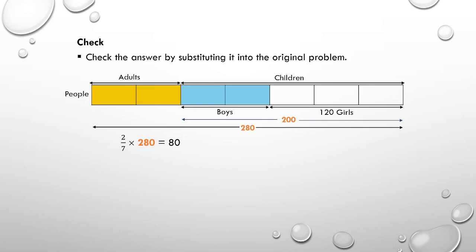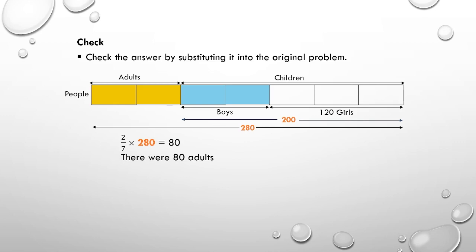Since we found out that there are 280 total number of people who attended, and 2 over 7 of that is equal to the number of adults, we can solve for the number of adults. 2 over 7 of 280 is equal to 2 over 7 times 280, and that is equal to 80. Next information, with that information, alam natin na meron na tayong 80 adults.